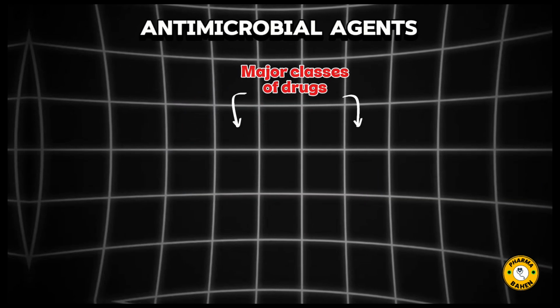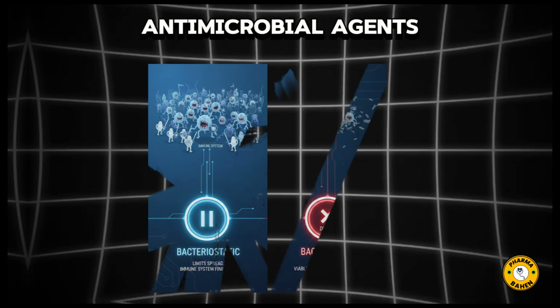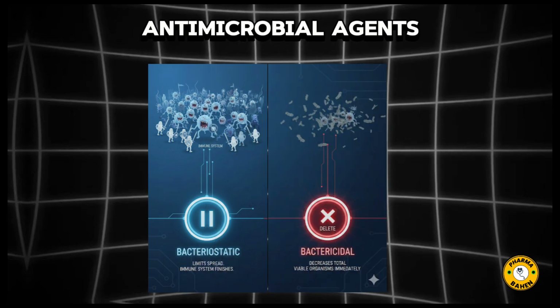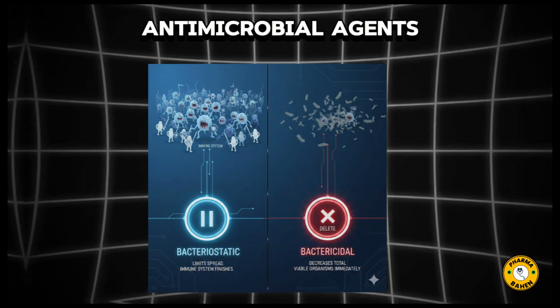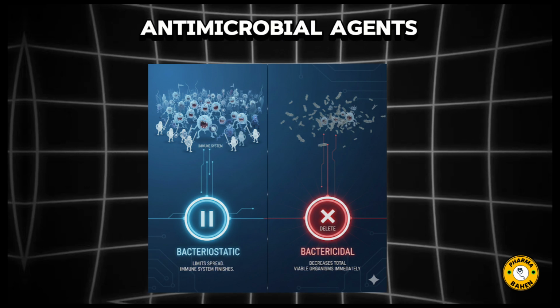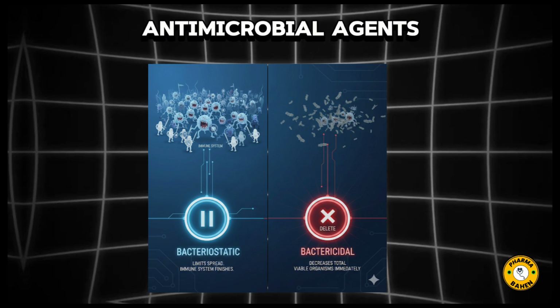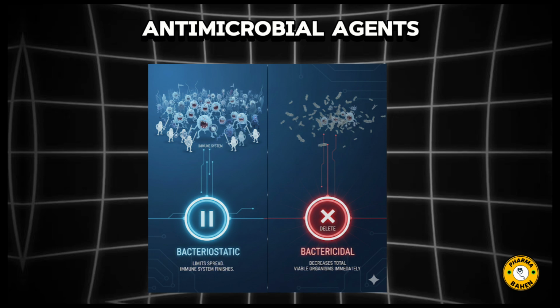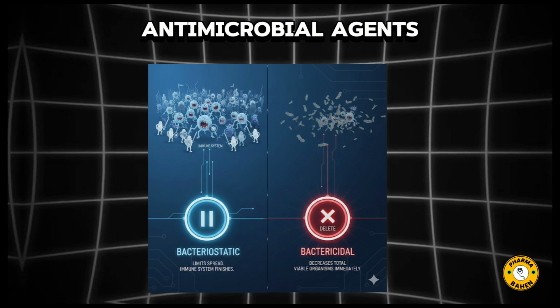Drugs usually fall into 2 camps, bacteriostatic and bactericidal. The bacteriostatic drugs do not kill the bacteria, they simply freeze them, arrest their growth so the immune system can finish the job. Bactericidal drugs are the assassins, they kill or irreversibly damage the bacteria.